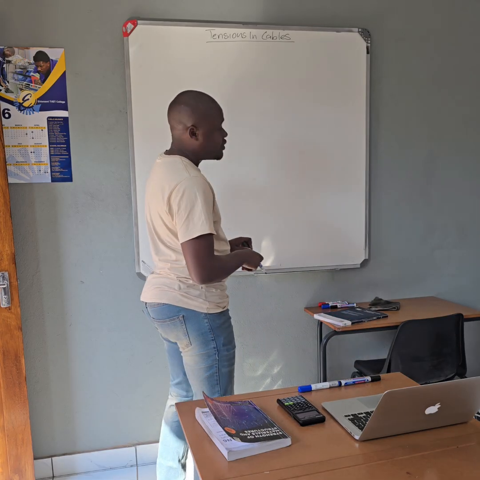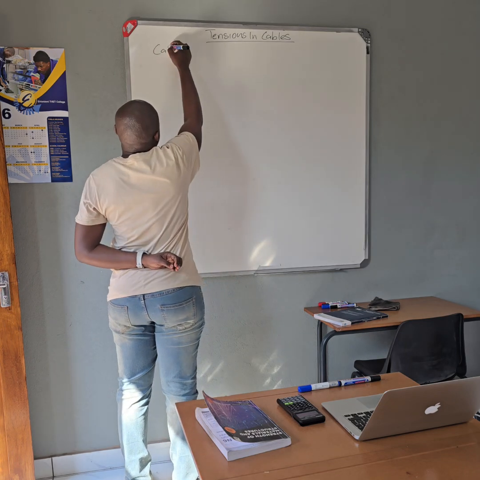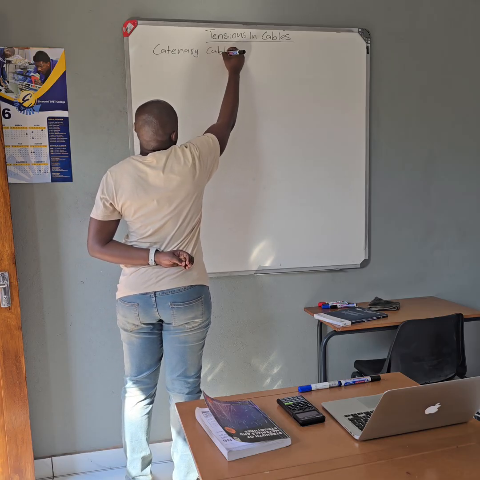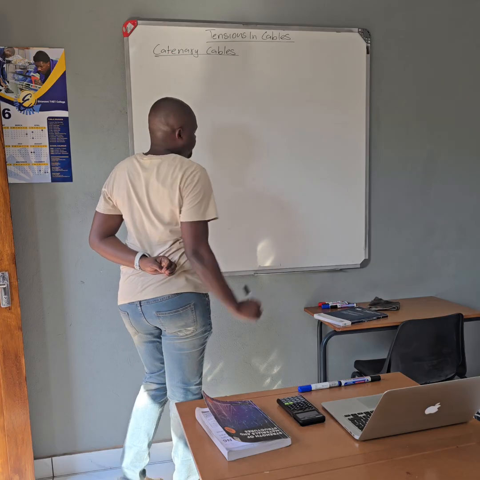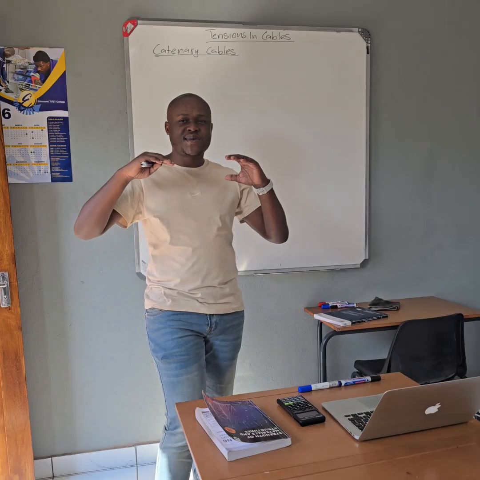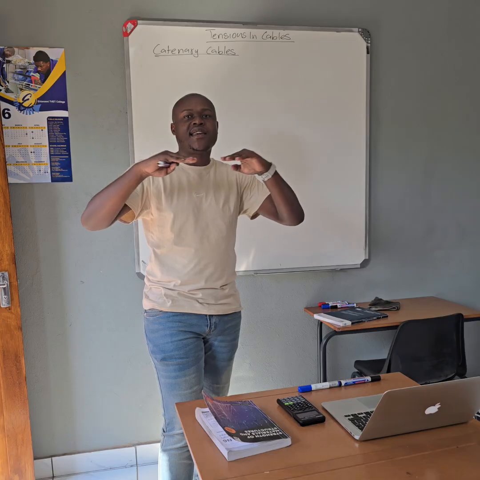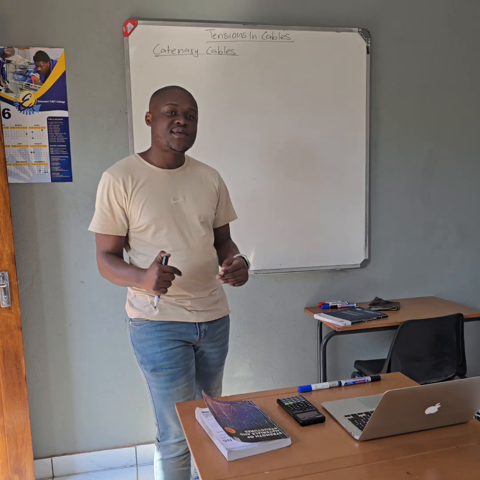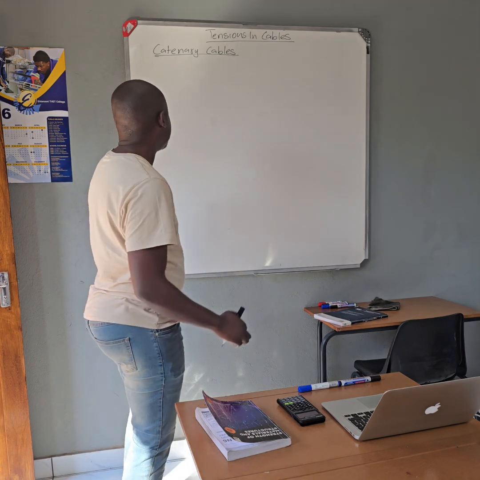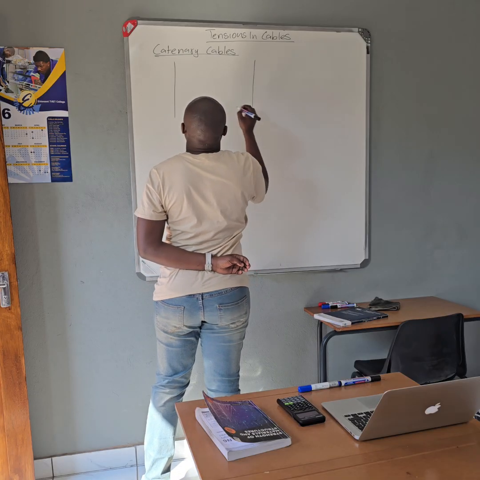Starting with the catenary cables, we are going to be having two cases. The first one is when the two poles are on the same level and they are equal in height. And the second one is for when the two poles are different in height. So let's first look at the one where the poles are equal.